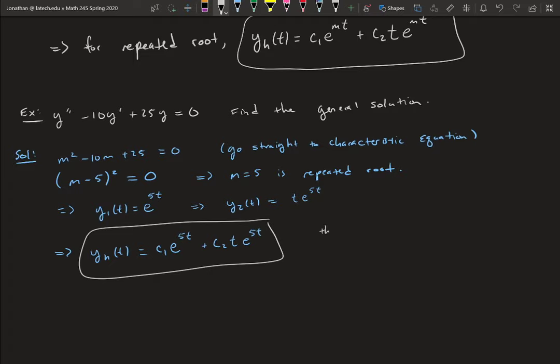So then solve for c1, c2 if given initial conditions.